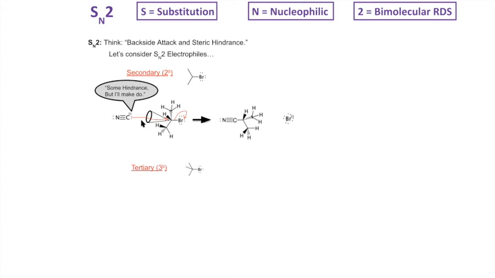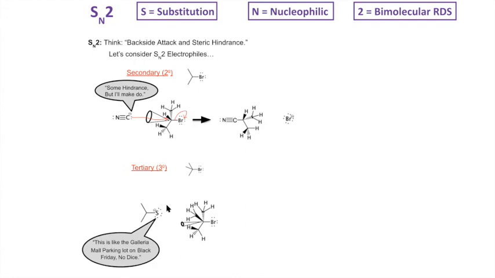So, yep. And then tertiary. Now, tertiary, its cone of reactivity is tiny, right? Because it's got these three methyls with all the hydrogens in the way. So even this nucleophile, which is pretty good, it's like, no, this is like the Galleria Mall parking lot on Black Friday. No dice. No way I'm going. Nope. Bank. Doink. Bank. Nope. Can't get in there. So no reaction for tertiary.